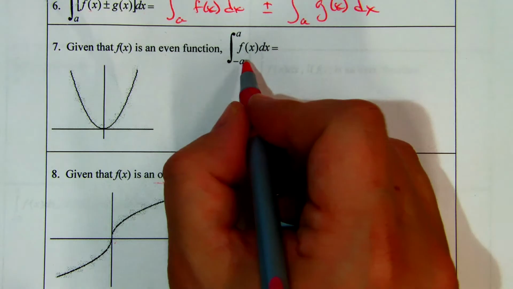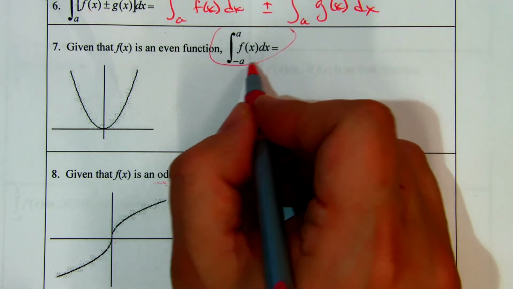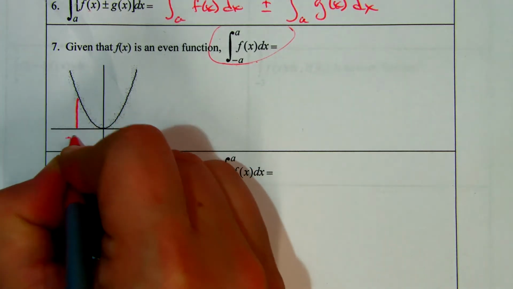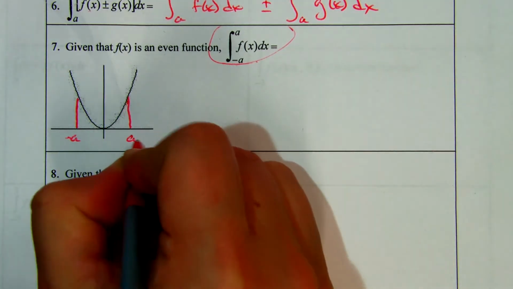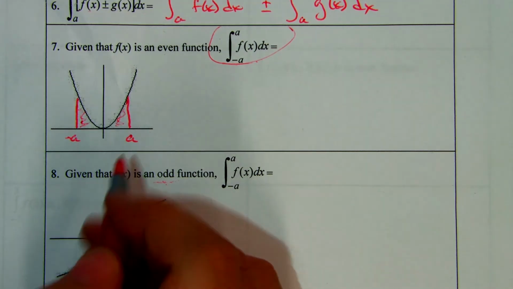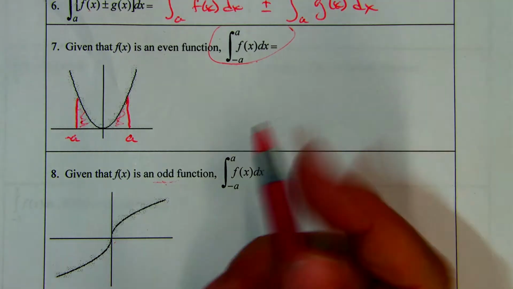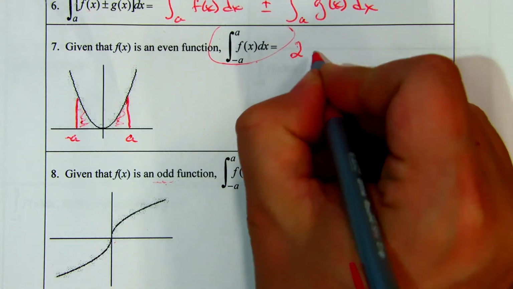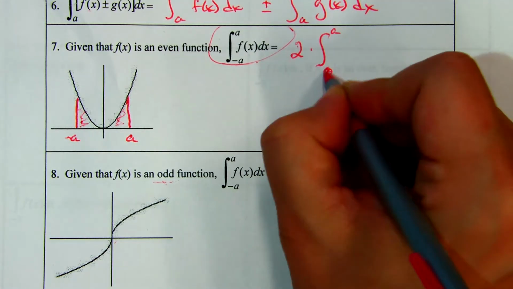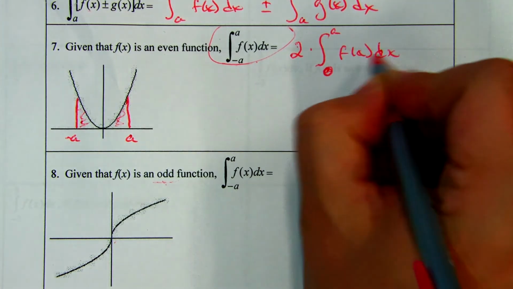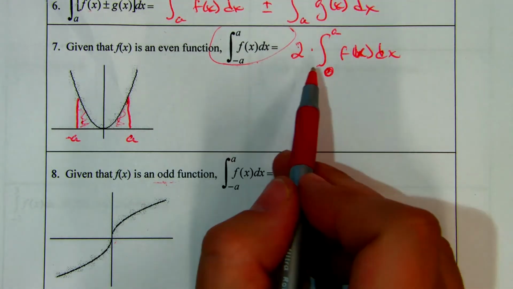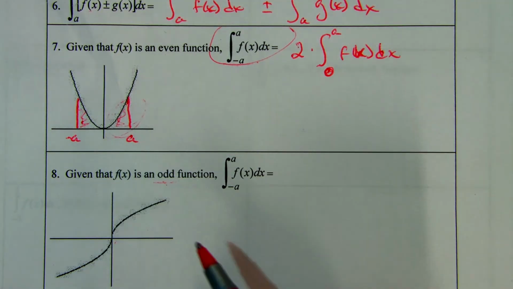Okay, well, what does that mean? That means that for integrals, if I'm going from negative a to a on an even function, we can imagine it might look like this, negative a to a. This area here on the left side and this area here on the right side are going to be the same. So this whole thing is going to equal 2 times the integral from 0 to a of f of x dx. Right, so this whole thing just equals 2 times this part over here.